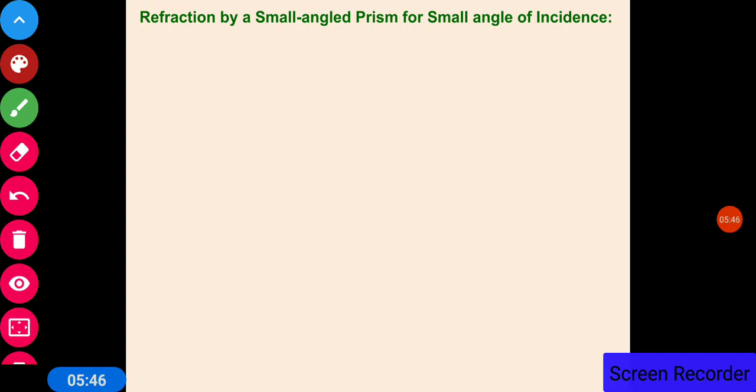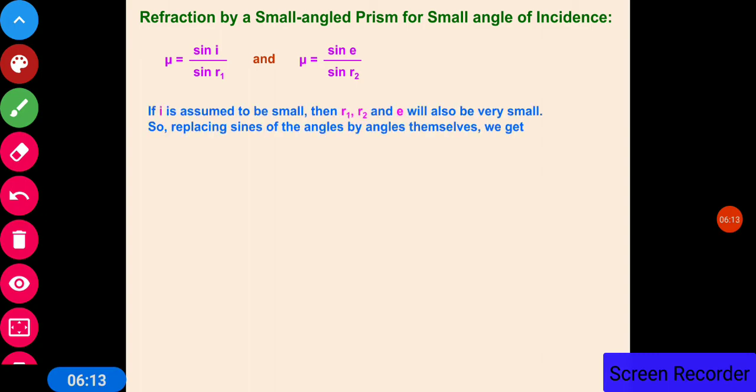Now, refraction by a small angle prism for a small angle of incidence, that is, if A is very small and I is also very small, then what is the relation? Now mu is equal to sin I upon sin R1 and also mu is equal to sin E upon sin R2, using Snell's law for the first refracting surface AB and for the second refracting surface AC. The relation is this. Since the material of the prism is the same, mu remains the same.